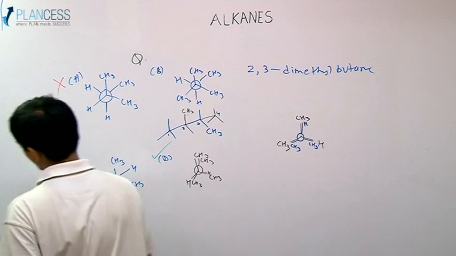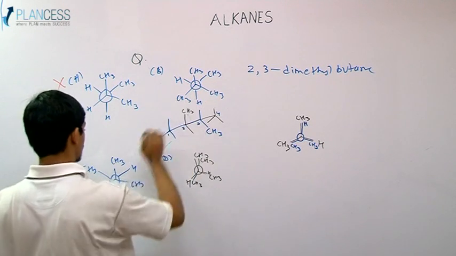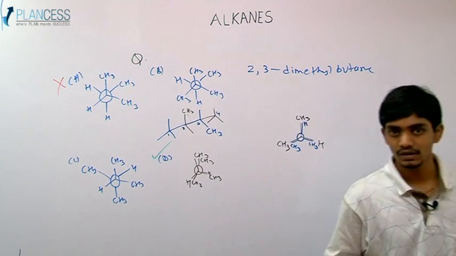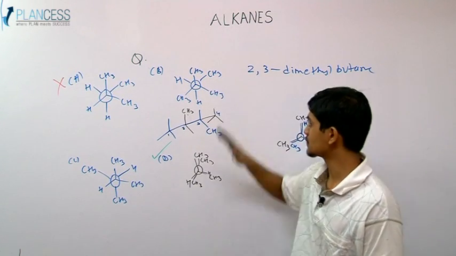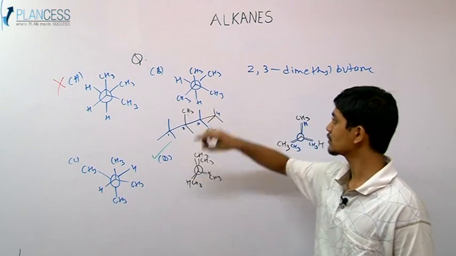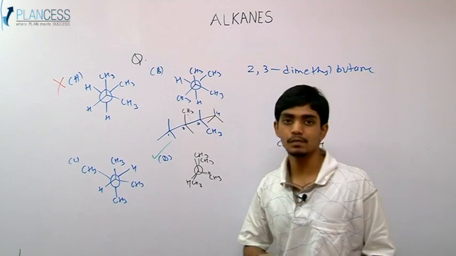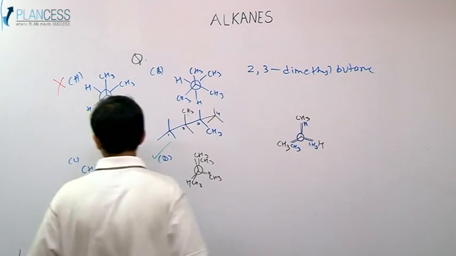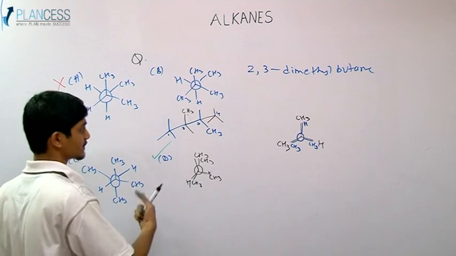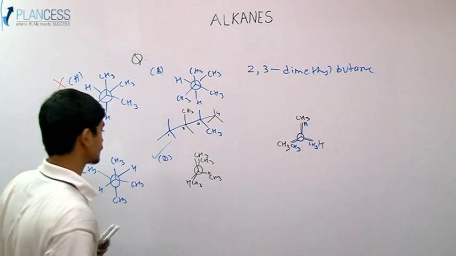Now let us compare the staggered forms. If these two are the same Newman projections for the C2-C3 bond, staggered form, that means this structure must be coming from this structure, or we can get this structure through rotation of C2 over C3. Let us see whether it is possible, so that at least we can find out whether both the structures are correct or one is correct and one is not correct. It might also be possible that both are wrong.